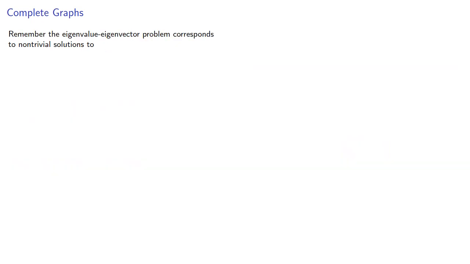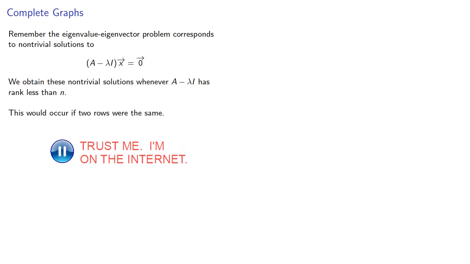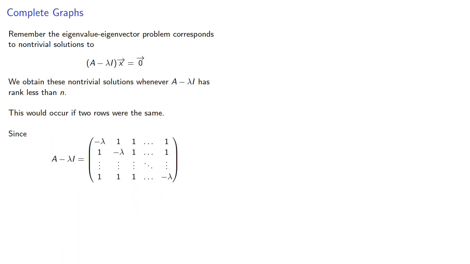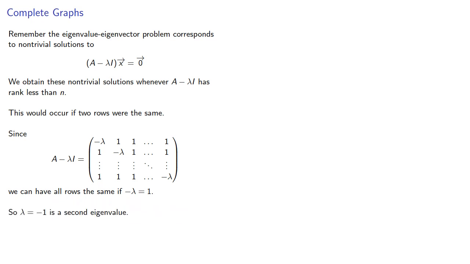So remember, the eigenvalue-eigenvector problem corresponds to finding non-trivial solutions to (A minus lambda I)x equals 0. We can obtain these non-trivial solutions whenever A minus lambda I has rank less than n. This would occur if two rows were the same. Since A minus lambda I has zeros on the diagonal plus negative lambda, we can have all rows the same if negative lambda is equal to 1. And so lambda equals negative 1 is a second eigenvalue.